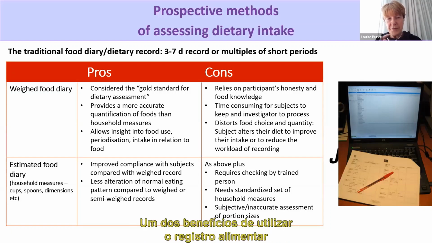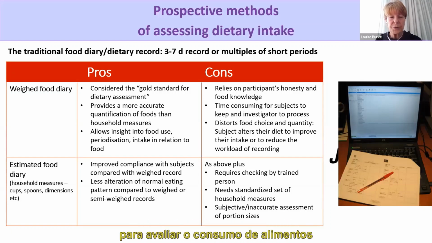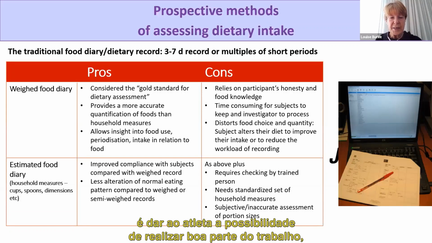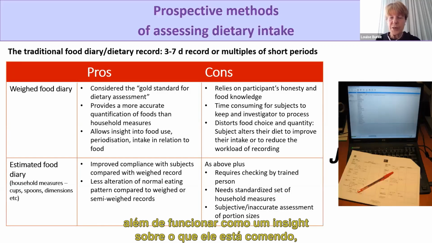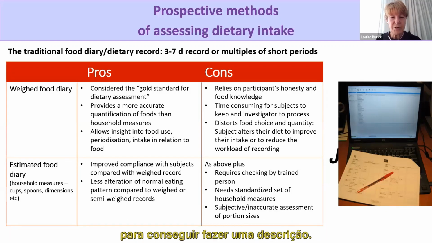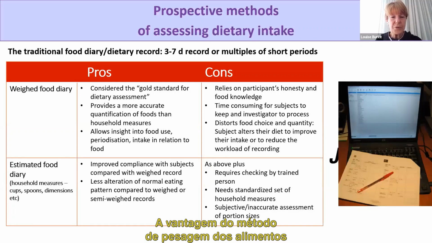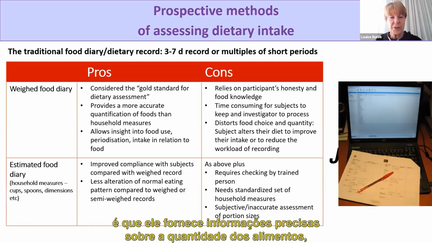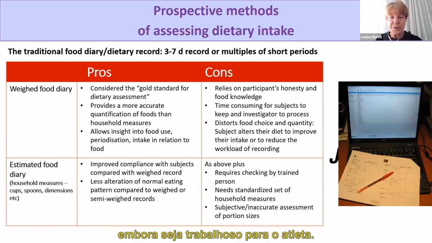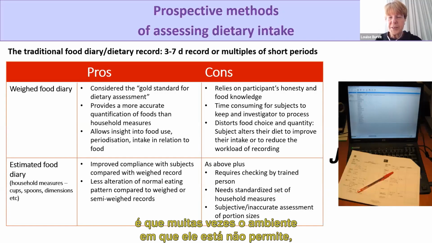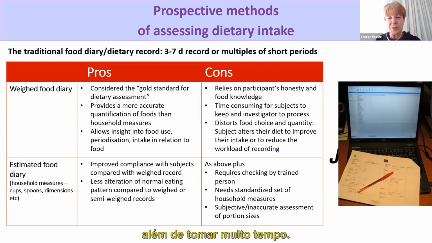So the benefits of using a dietary record to assess intake is that it allows the athlete to do a lot of the work and to get some insight into what they're eating, to be able to describe it to you. There's good reasons to use the weighed food diary because it gives you very accurate information of the food quantities, although it's often burdensome to the athlete. The disadvantage of having to weigh everything is that the athlete often doesn't have the opportunity to take it into all their food environments, and it takes a lot of time.